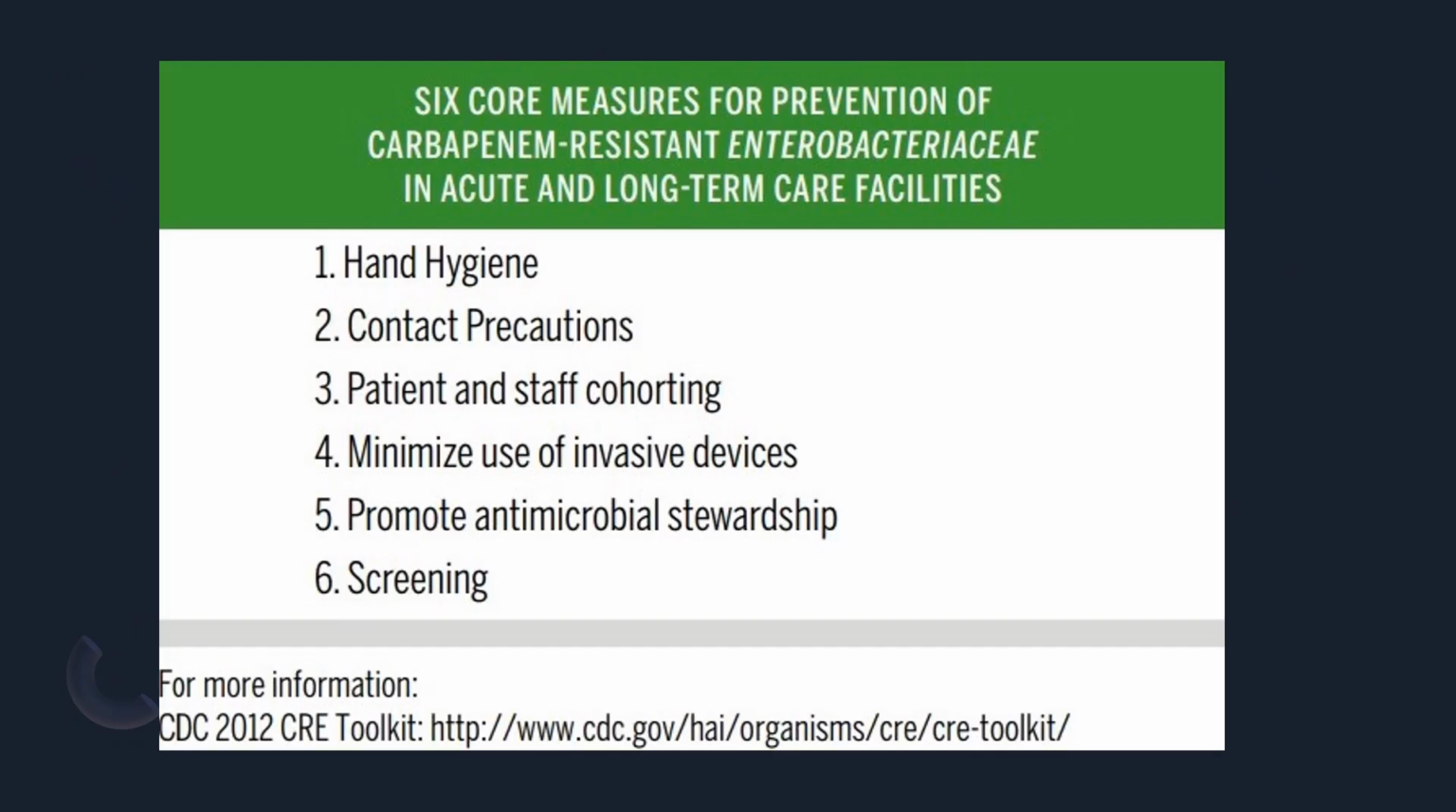The 6 core measures for the prevention of carbapenem-resistant Enterobacteriaceae include hand hygiene, then contact precautions, patient and staff cohorting, minimizing the use of invasive devices, promoting antimicrobial stewardship, and screening.